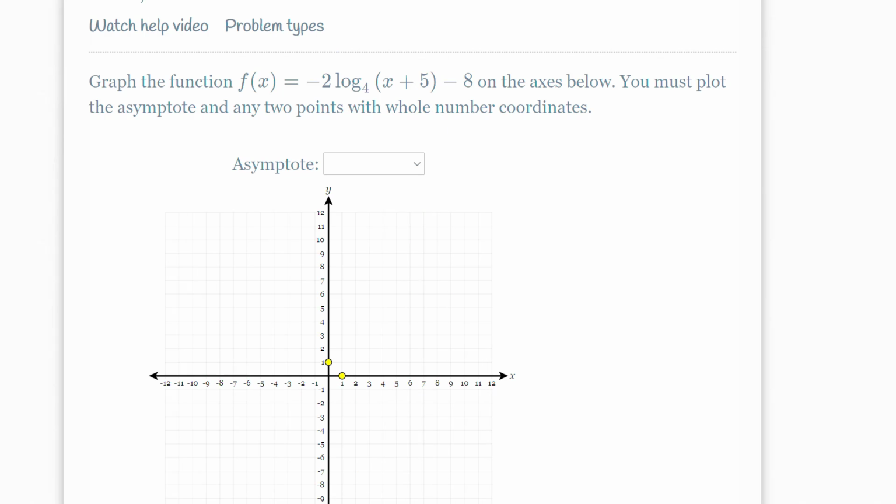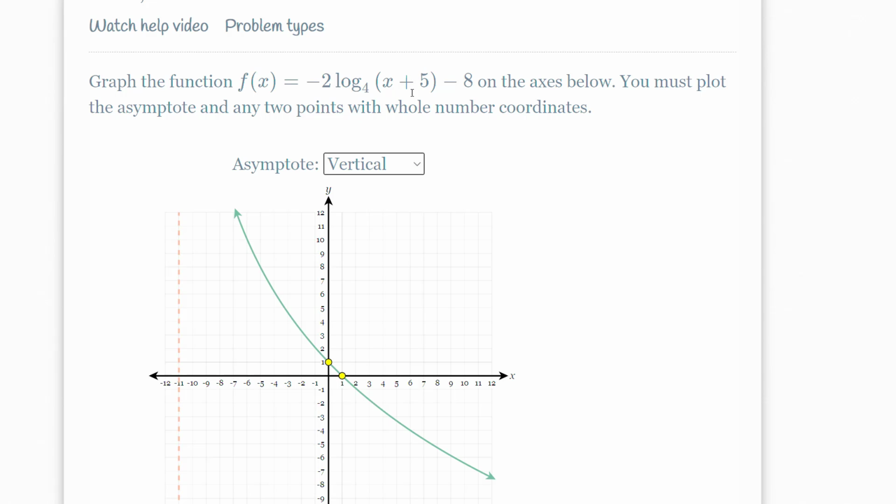All right, so we're going to graph the function f of x equals negative 2 log base 4 of x plus 5, minus 8 on the axis below. So the first thing that we do is we look at step 1. It says plot the vertical asymptote by drawing the line x equals c if n is greater than 0, or x equals negative c if n is less than 0. n is the number in front of x. x is positive, so it's greater than 0. So we're going to do the first part. We're going to draw the line x equals c. So it'll be a vertical asymptote, because it's a logarithm, and it will be the line x equals c.